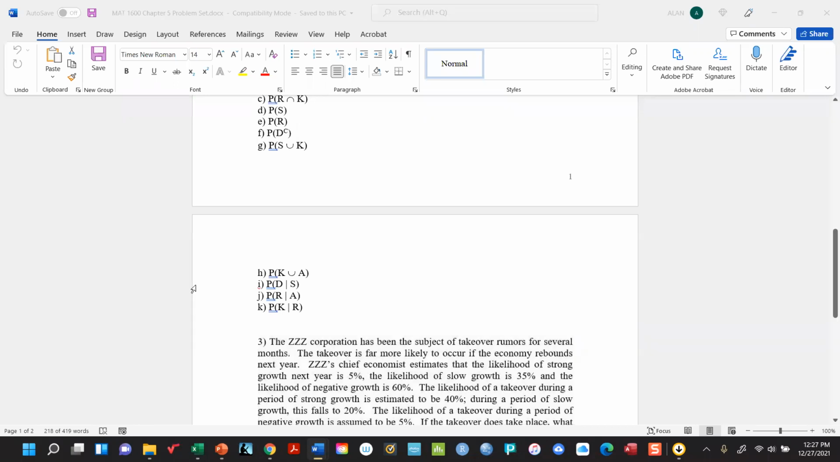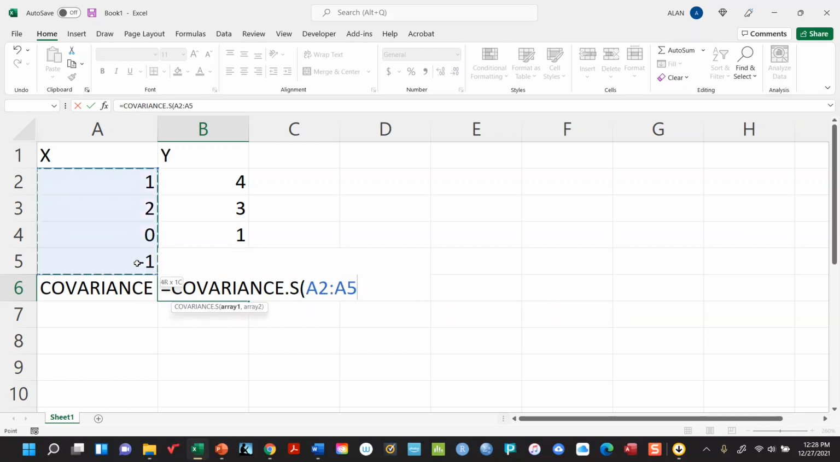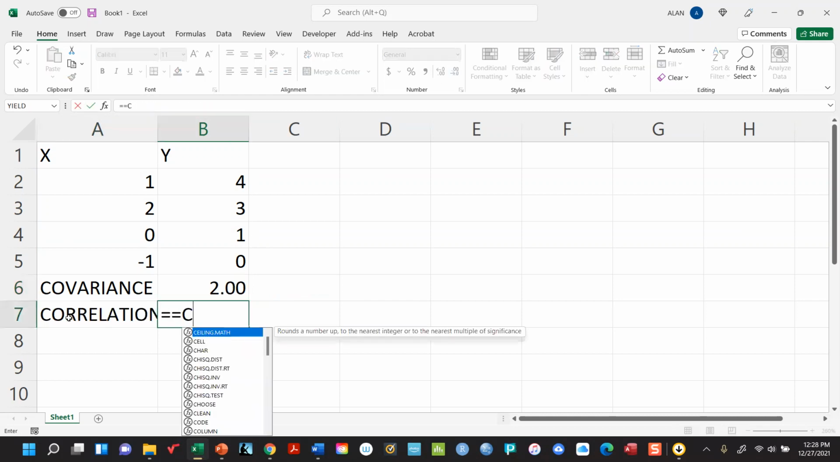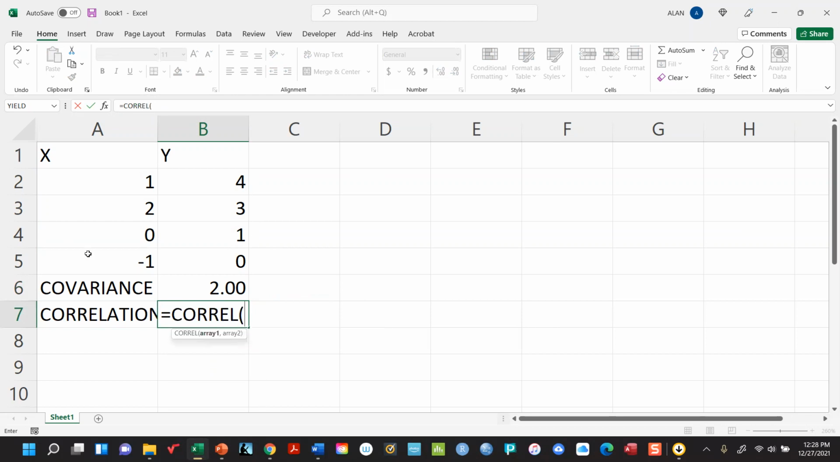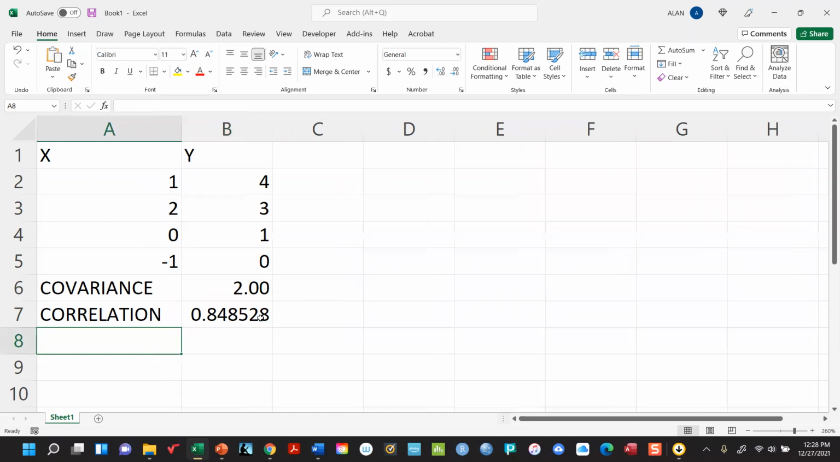Perfect, thank you. Okay. So the covariance, this is a sample, so we're going to call it covariance.s, and then just tell it where you will find the data for column X and for Y. And ta-da, it's 2. And then the correlation. Oh, that's so easy. Excel is incredible. Look at this. Correlation. You don't have to worry about sample or population with correlation. It's the same for both. There it is. Ta-da. That's all there is to it.